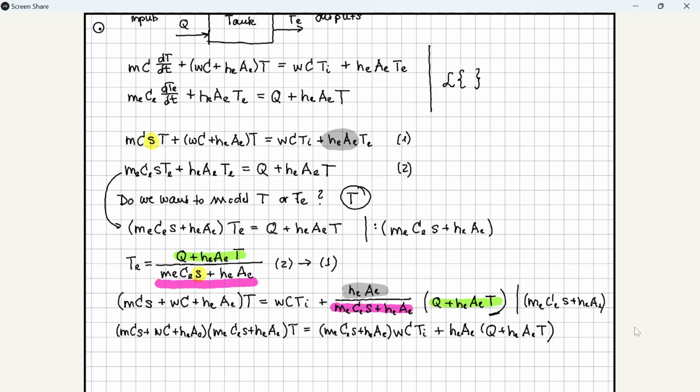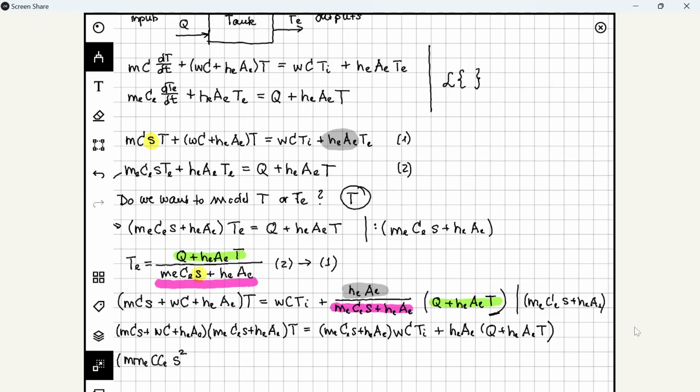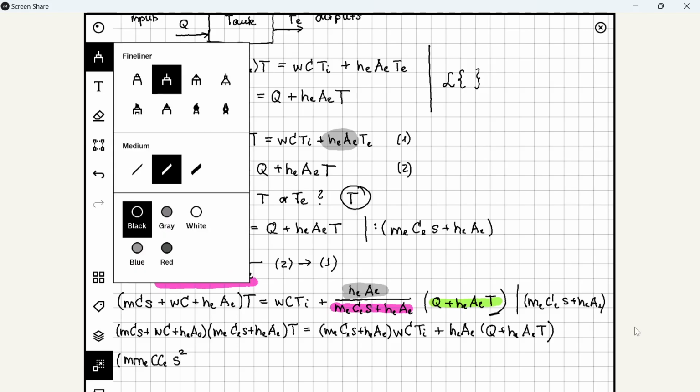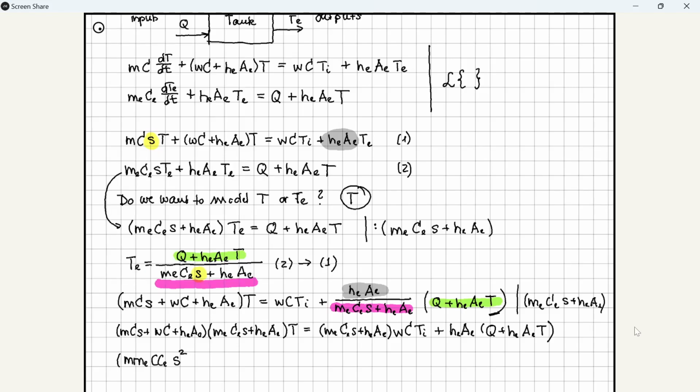All right, so we have to sort again. First of all, we have to factor out this bracket here to multiply the two brackets here. So we're left with M times ME, C times CE, S square. And we're factoring out for the different S's. So now we have an S square here.